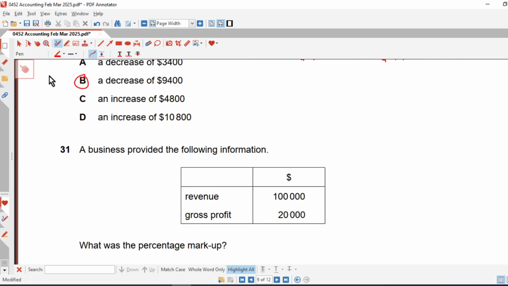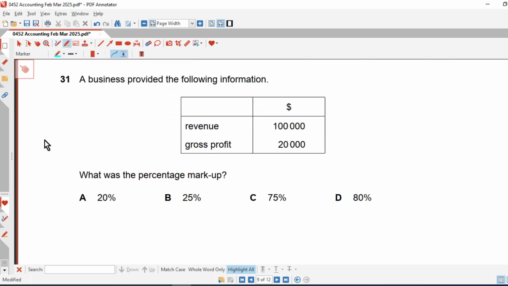Now let's bring you to question 31. The business provided the following information. Revenue is 100,000, gross profit is 20,000. So what was the percentage markup? So a little bit of cost structure here. Now there are two types: markup is where we calculate our profit based on cost, and there's another one called margin, where you calculate the profit based on selling price.